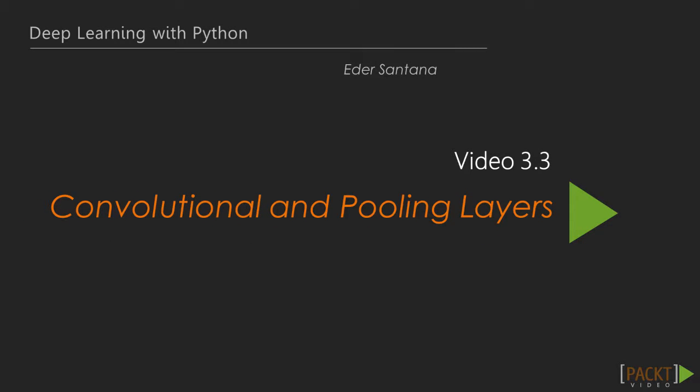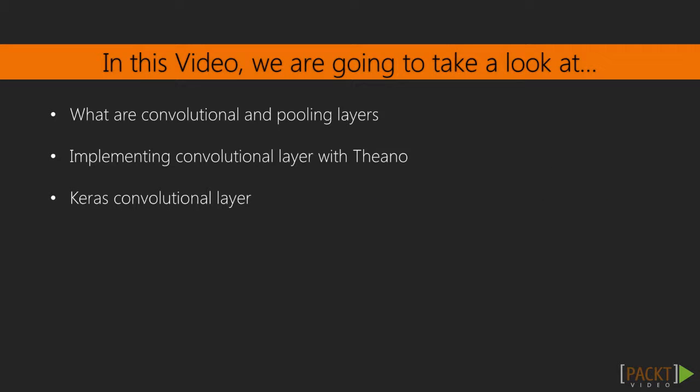This is video 3 of section 3, convolutional and pooling layers. In the previous video, we defined a layer in Keras and implemented a classical neural network layer. In this video, we will talk about what convolutions and pooling are, how they work in Theano, and we will finish this section reviewing how to use them in Keras.